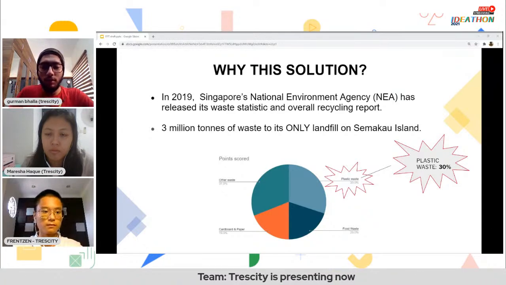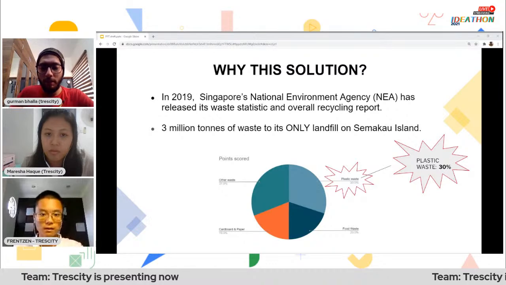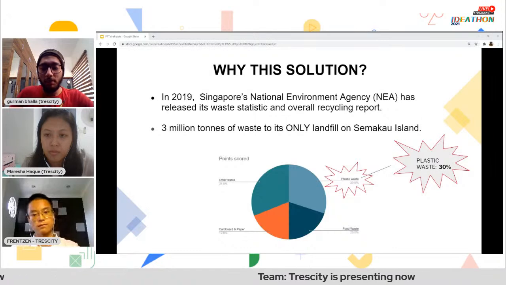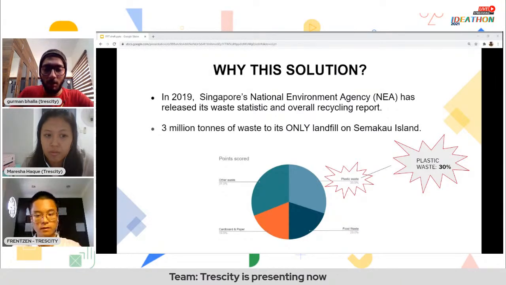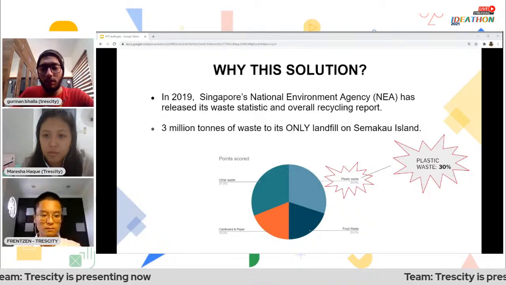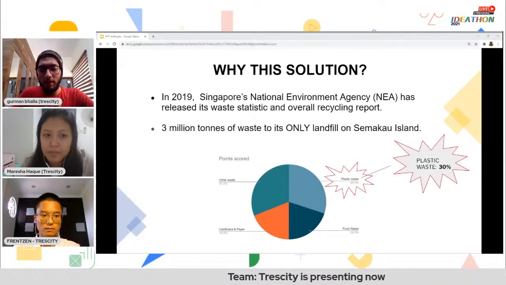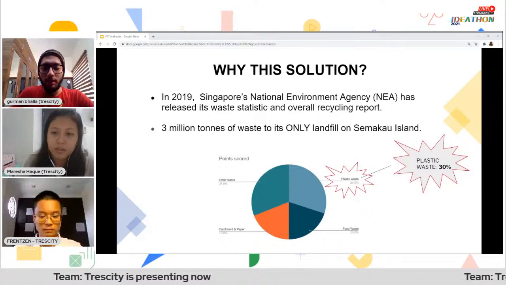Okay. So in 2019, the Singapore National Environment Agency released its waste statistics and overall recycling report. The statistics showed that 90% of the waste is cardboard and paper, and 20% is food waste, 31% other waste, and 31% is plastic waste. It is a very worrying thing to know that there is 3 million tons of waste in only our landfill on Semakau Island.